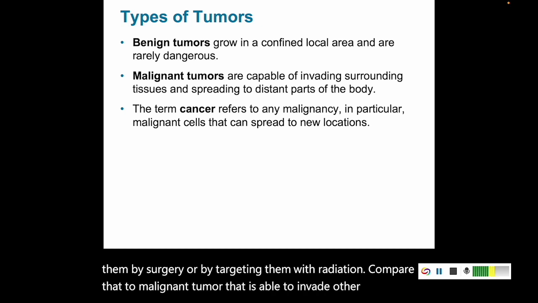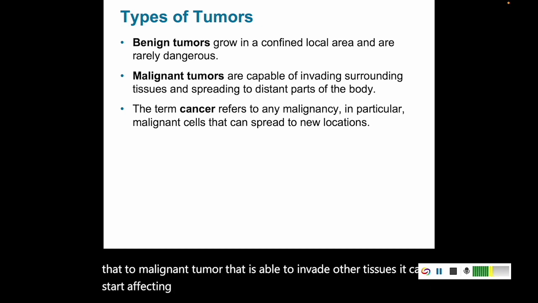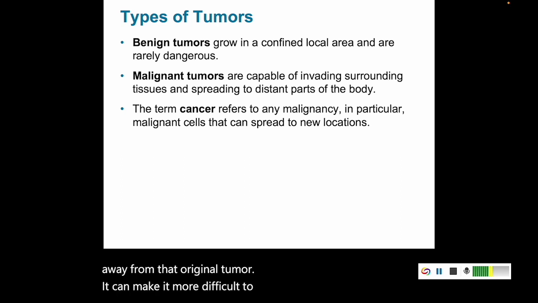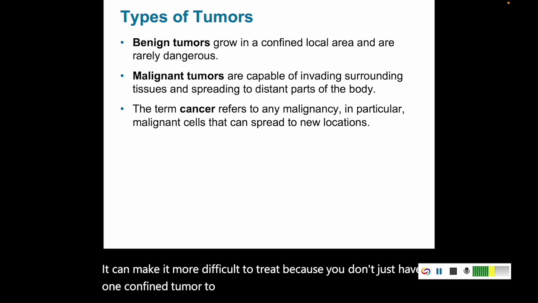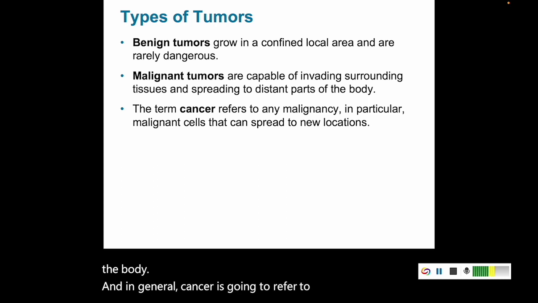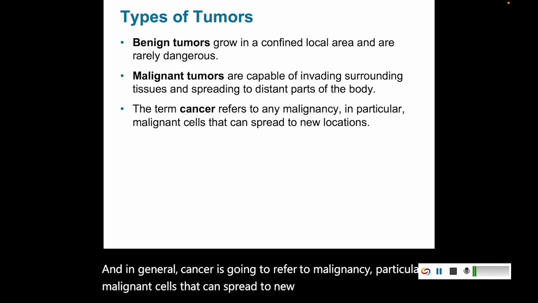Compare that to a malignant tumor that is able to invade other tissues. It can start affecting other organs of your body, organs that are even far away from that original tumor. It can make it more difficult to treat because you don't just have one confined tumor to remove, you'll now have them throughout the body. And in general, cancer is going to refer to a malignancy, particularly malignant cells that can spread to new locations.